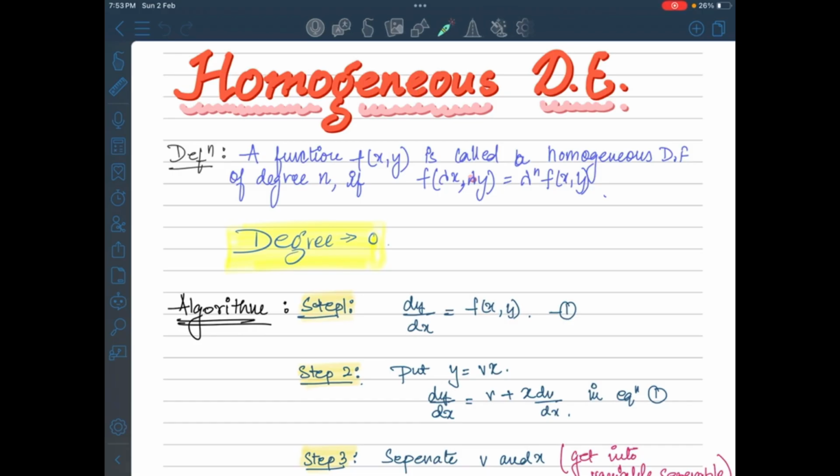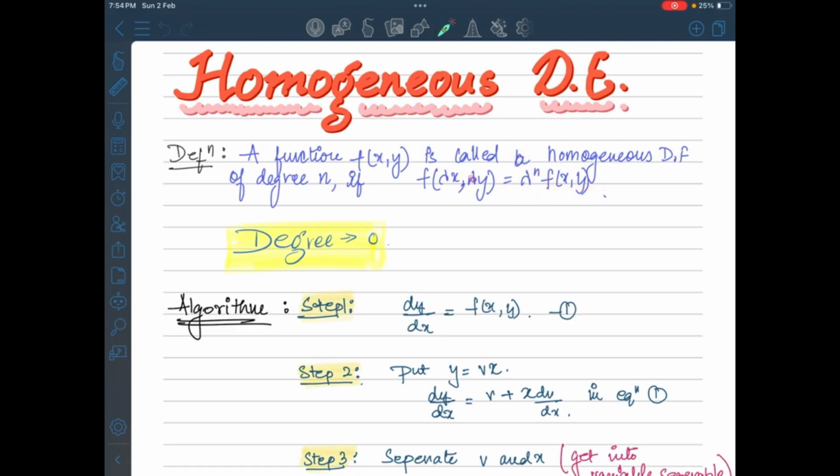So the definition is a function f of x comma y is said to be a homogeneous function of degree n if f of lambda x comma lambda y equal to lambda power n f of x comma y. That means when you substitute lambda x in place of x and lambda y in place of y, then when you evaluate the function, or we can say the expression, then lambda power n should come out and you should be left with f of x comma y.